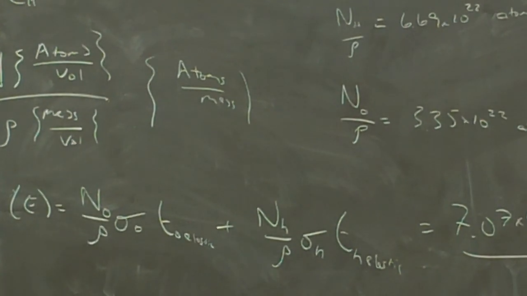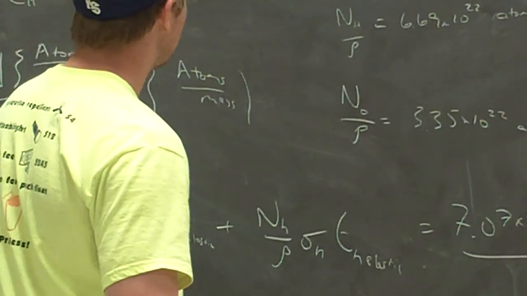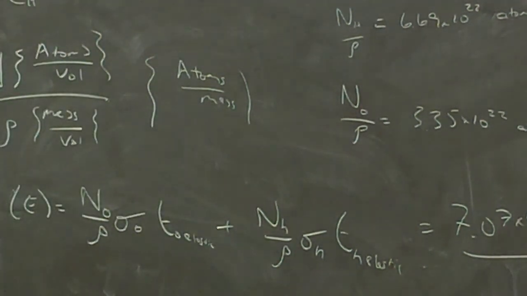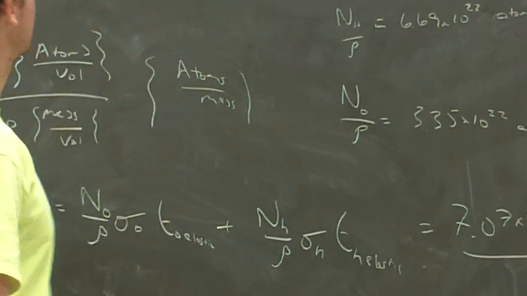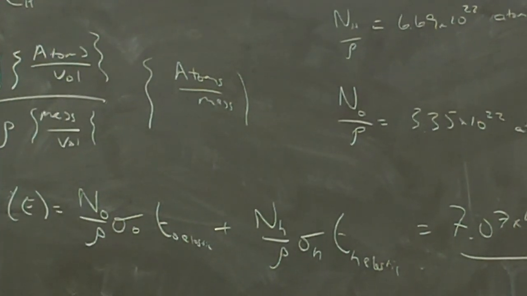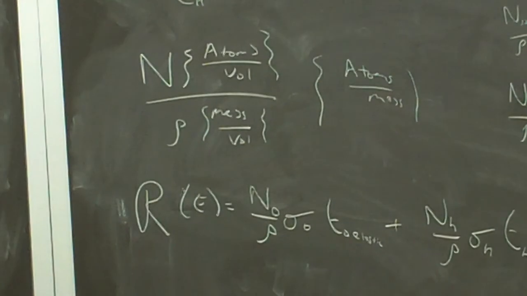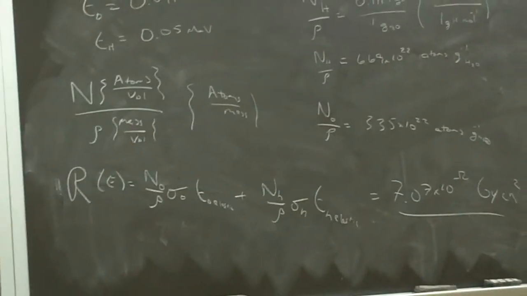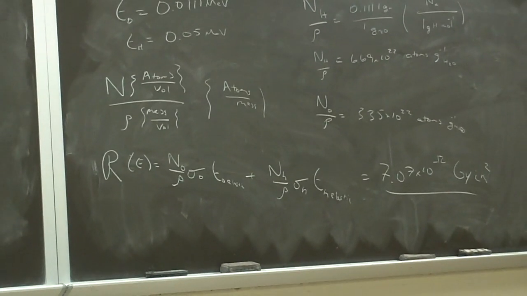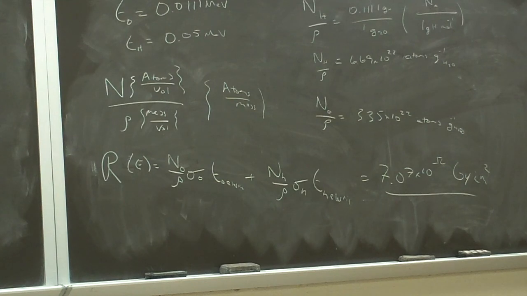So the reason why epsilon is higher for hydrogen is because for a neutron, the hydrogen has the ability to absorb more energy from the neutron than the oxygen does.